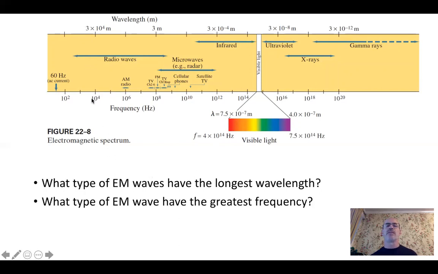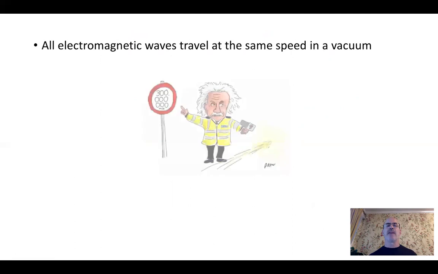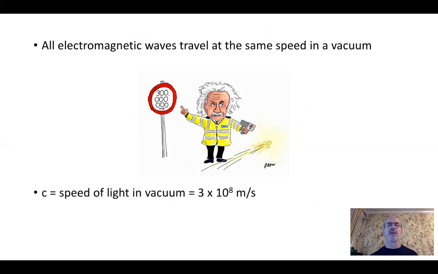In terms of frequency, if you look down here, the frequency goes from really low frequency, like 100 hertz, all the way up to 10 to the 20th hertz. So obviously then gamma rays, or gamma photons, would have the greatest frequency. All electromagnetic waves travel at the same speed in a vacuum, and that speed is 300 million meters per second, or as you probably know it better, 3 times 10 to the 8th meters per second.